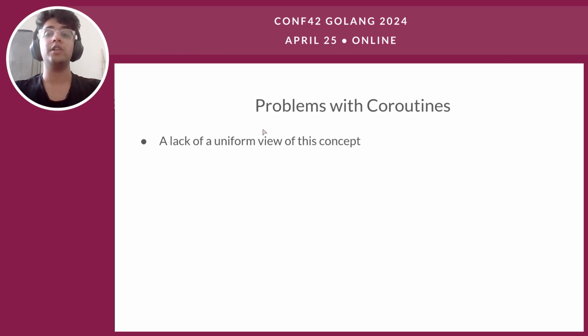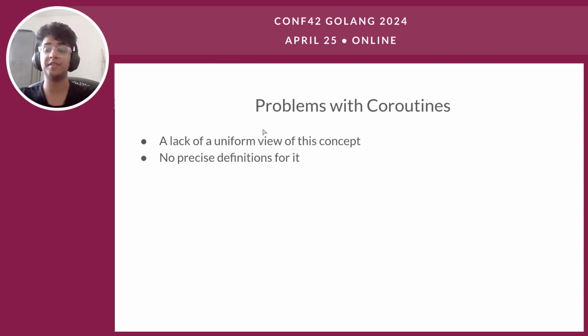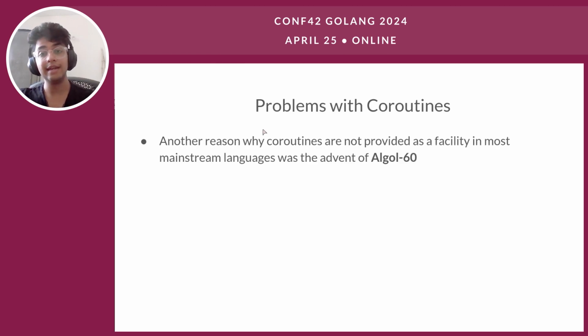So the problems with coroutines, apart from the reason why we don't see it everywhere, are, one, there's a lack of uniform view of this concept. There aren't a lot of formal definitions that people agree on for what coroutines means. So there's no precise definition for it. And secondly, more importantly, why coroutines aren't provided as a facility in most mainstream languages is the advent of Algol 60.